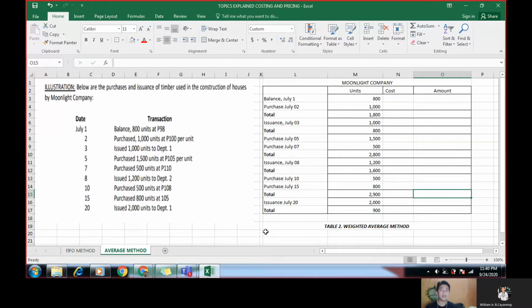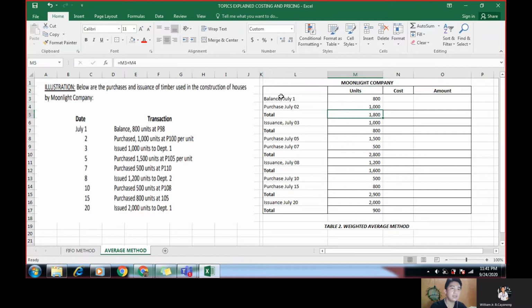Okay, so we are going to use the same example. So below are the purchases and issuance of timber used in the construction of houses by Moonlight Company. Now I have a pre-made table here. All we have to do is to jot down the data. Okay? Ibobold lang natin to at lalagay natin sa gitna. Ayan. A-align natin sa center. Ito si Moonlight Company. Alam naman natin how to merge cells. Ayan. Ibobold lang natin siya.